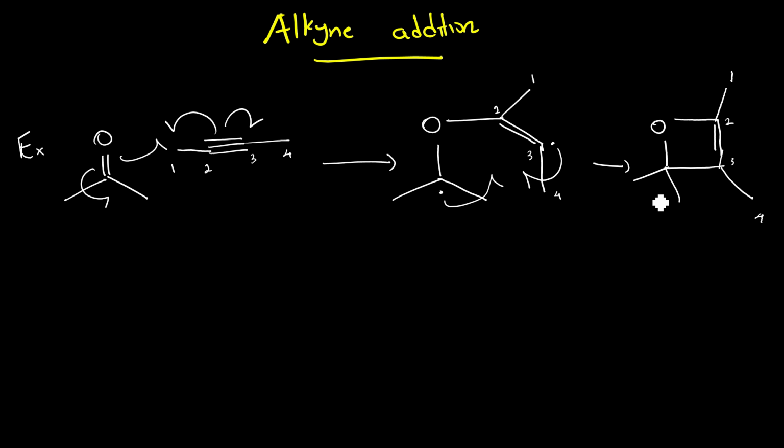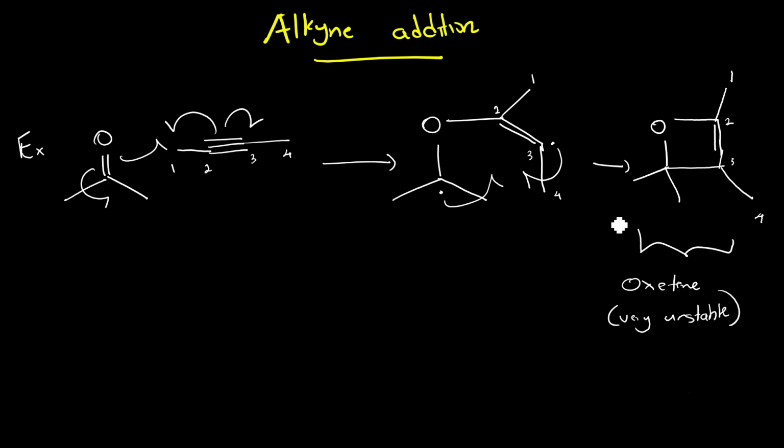Now there's a small difference compared to the alkene addition. In alkene addition, the reaction would stop from here. But in this case, there is another possibility to move on with the reaction. What is that? This product over here, we call this an oxetene, right? Oxetene. This is very destabilized, very unstable.